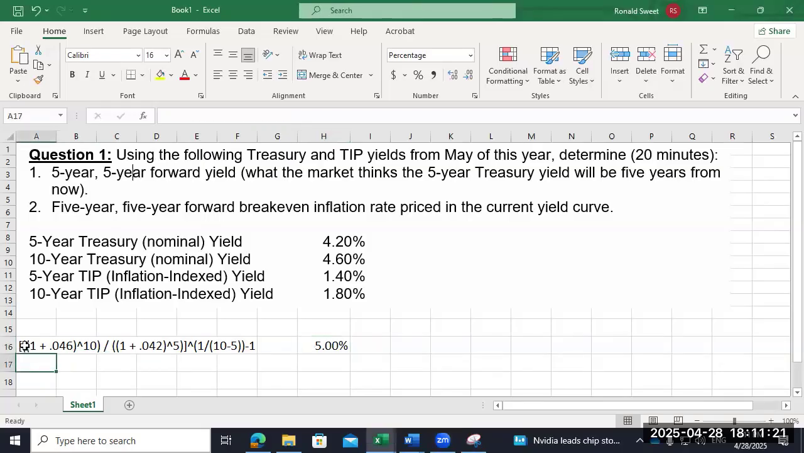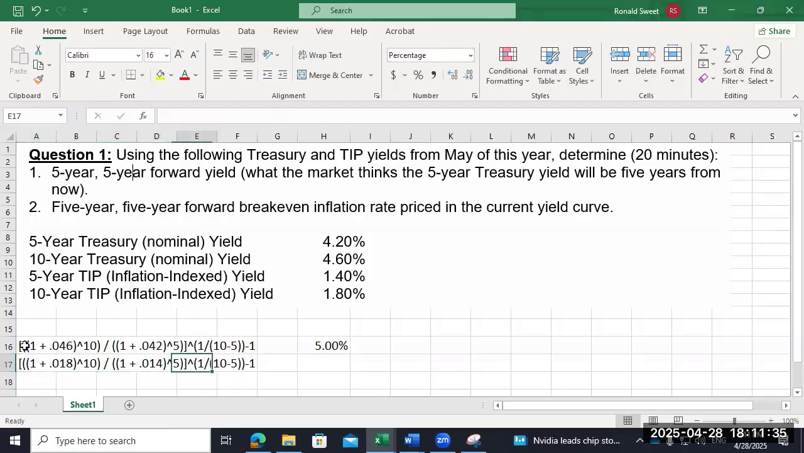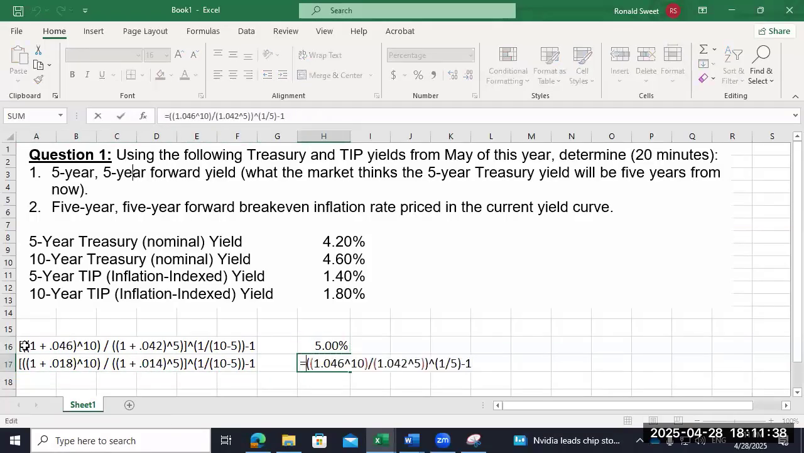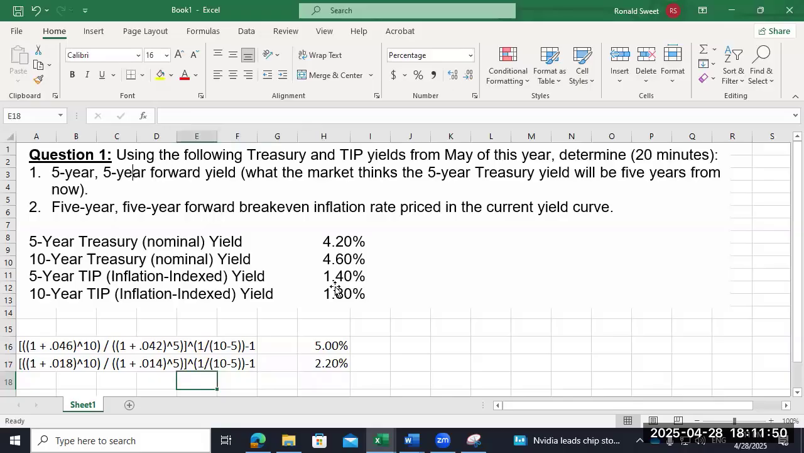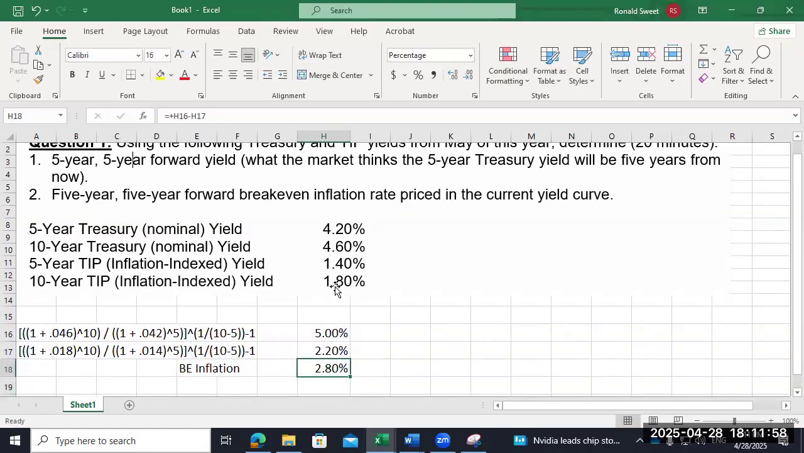All right, and then you do the exact same thing with the TIPS. So here, the longer one is 180. The shorter one is 140. Everything else is exactly the same. And again, you're going to expect something probably around 2.2%. And then you get the break even inflation. It's just going to be the difference in those two. 2.8, that's on the high end, right? The Fed's talking about 3%, so you're on the high end there.